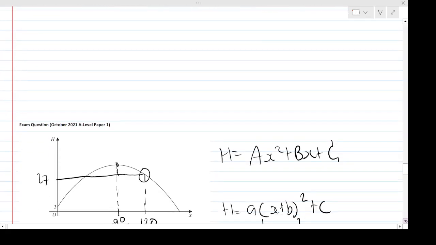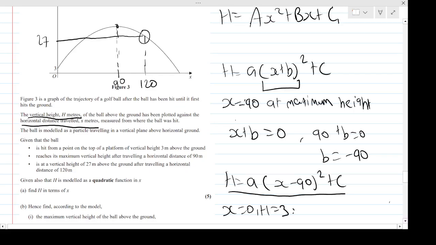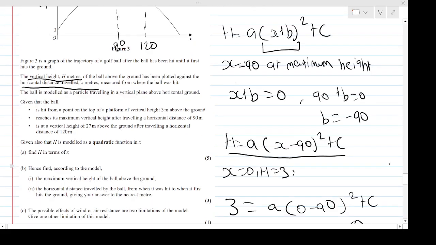It's asking for the horizontal distance travelled by the ball from when it was hit to when it first hits the ground. So when it hits the ground, it's going to be here, right? And so when it was hit, when it hits the ground, it's going to be basically this distance here. But anyway, so let's find when it hits the ground before we do anything else.